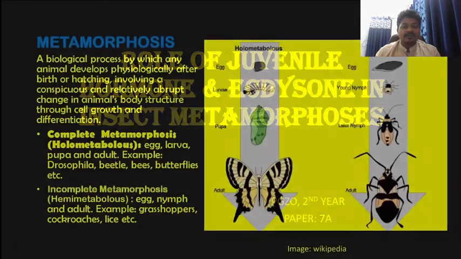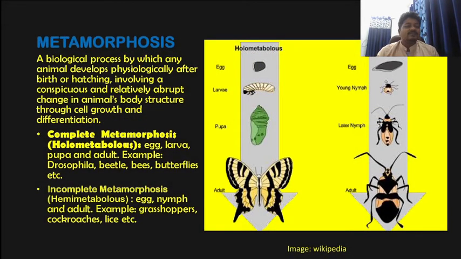But for that, we have to know what metamorphosis is. Here we can see in this picture that metamorphosis is being done from egg to the adult form. But what is metamorphosis actually? This is a biological process by which any animal develops physiologically after birth or hatching, involving a conspicuous and relatively abrupt change in the animal's body structure through cell growth and differentiation.